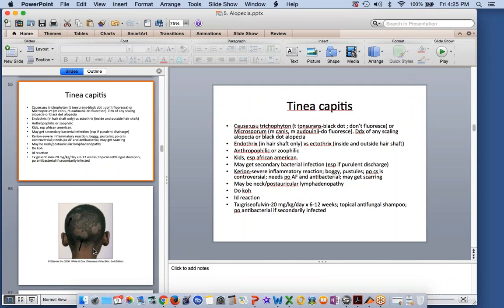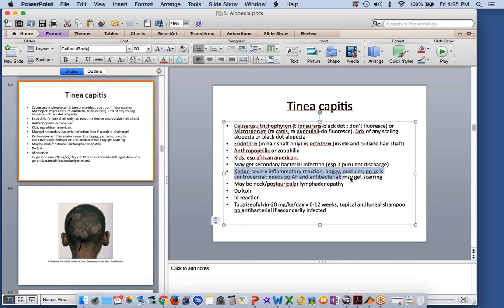Okay, another non-scarring type of alopecia is tinea capitis. It's most common in children. I've yet to see it in an adult. When it gets very, very severe, one sees a kerion. Now, a kerion is really a boggy spot of inflammation, and it's usually associated with lymphadenopathy in the neck.